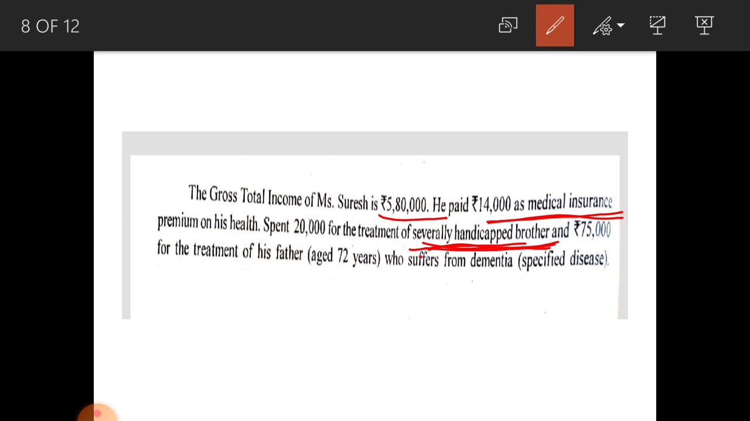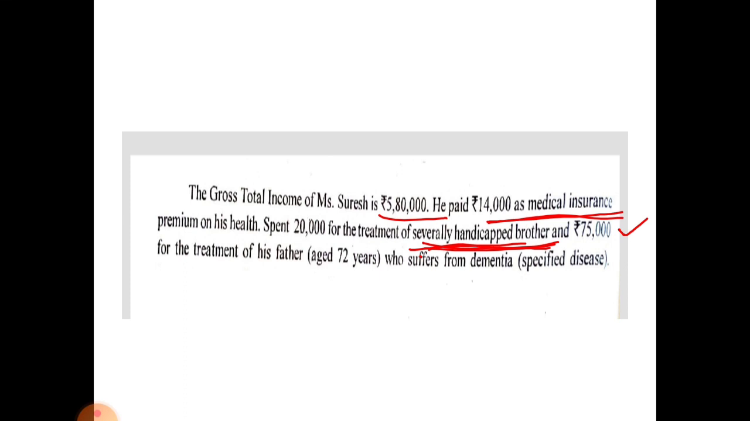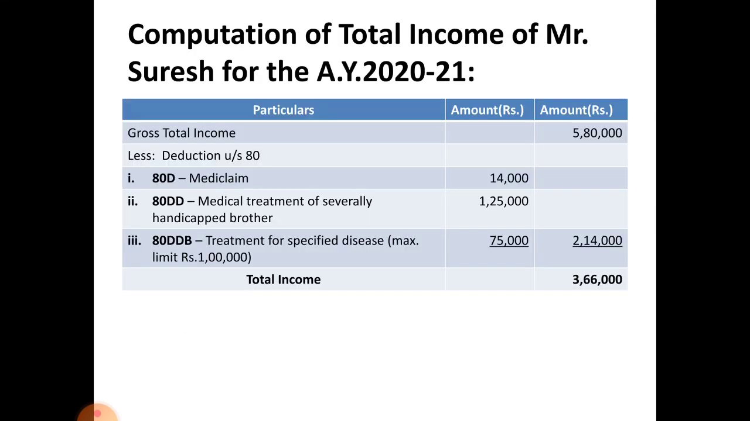His father is a senior citizen, so maximum limit under section 80DD for the treatment for specified disease is 1 lakh rupees. So entire amount is deductible because 75,000, that is amount spent, or 1 lakh rupees, whichever is lower you have to consider. Here 75,000 is lesser, you have to consider this one. You have to calculate his total income. Let us calculate computation of total income of Mr. Suresh for the assessment year 2020-21.